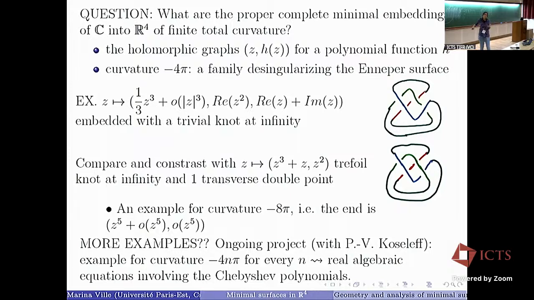So it seems to me this is one of the things I said in the beginning, that R4, I think, has been neglected. This question of what are the minimal embeddings of C into R4? It seems to be super basic, and we sort of don't know anything. So we have a project with Pierre-Vincent Kozelek. We have candidates for embeddings, and we reduce the problem to algebraic equations with Chebyshev polynomials, and you have to solve them, but we have not solved them.